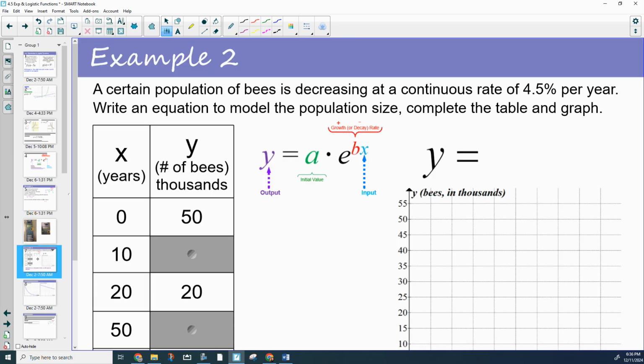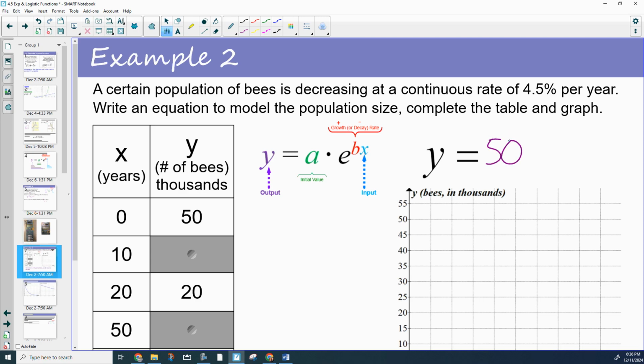All right, a certain population of bees is decreasing by a continual rate of 4.5%. So again, this is decrease. So when we put this into the B value, it's going to be a negative 0.045. Write the equation to model the population size. So they have the y equal for us. The initial amount is given to us in the table. That's the 50.